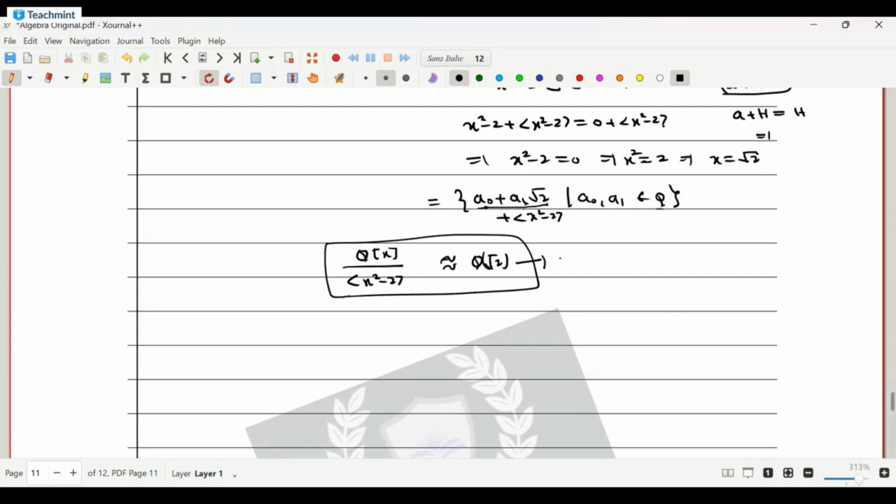So therefore Q over x by the ideal generated by x square minus 2 is isomorphic to this one, but we know that Q root 2 is a field. So therefore, if it is a field, automatically Q over x by x square minus 2 is a field. Whenever it is a field, the ideal generated by x square minus 2 is a maximal ideal. So which implies I is equal to x square minus 2 is a maximal ideal.